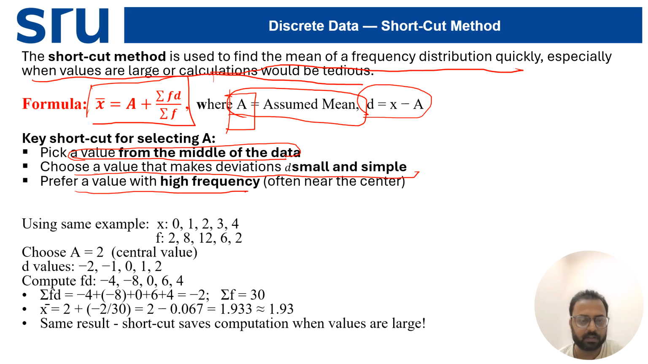Let us consider one example, the same sample example: 30 families and the number of children. First we choose A, and we take the value with high frequency. Here 0 has frequency 2, 1 has frequency 8, 2 has frequency 12, 3 has frequency 6, and 4 has frequency 2. So 2 has the high frequency, and we can also see that 2 is the middle value. So assume A is equal to 2.